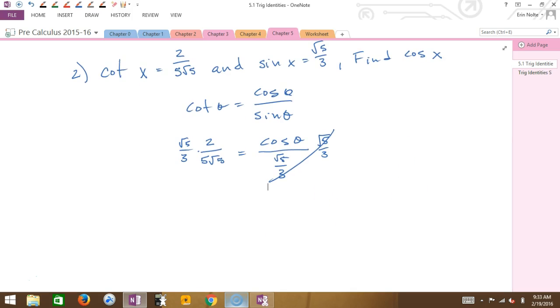Now I can simplify a little bit. What do you notice cancels out? The square roots cancel out, right? The square root of 5s. So I'm left with 2 over 15, and that is equal to the cosine of the angle.